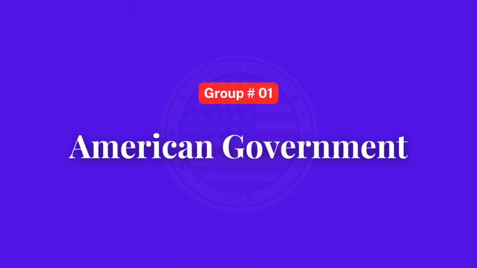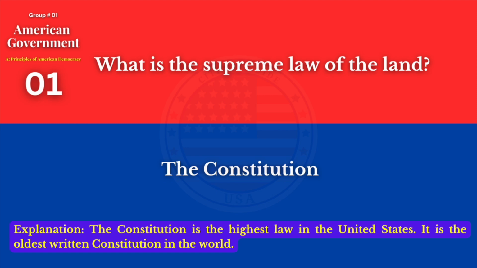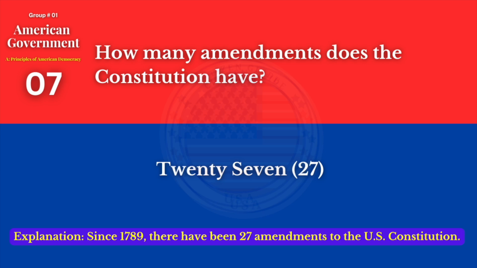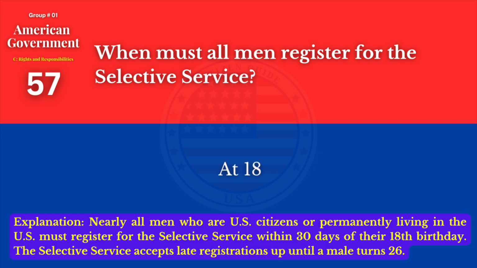Group 1. American government. What is the supreme law of the land? The Constitution. How many amendments does the Constitution have? 27. When must all men register for the Selective Service? At 18.